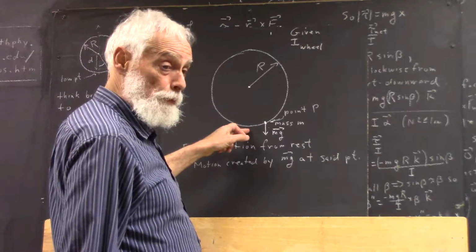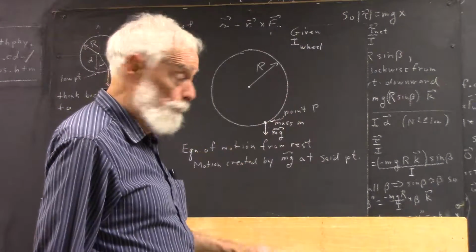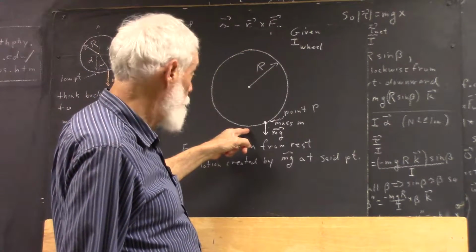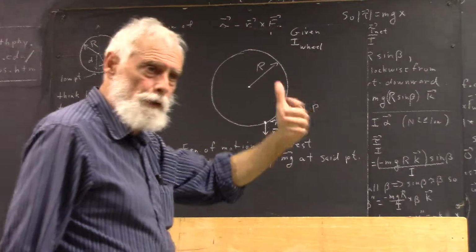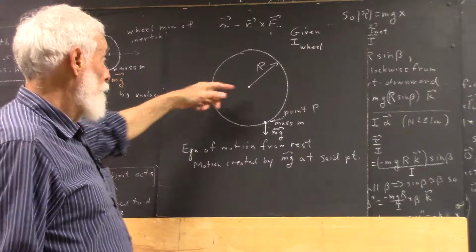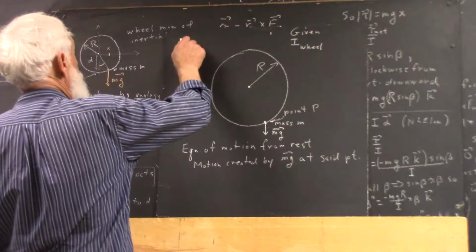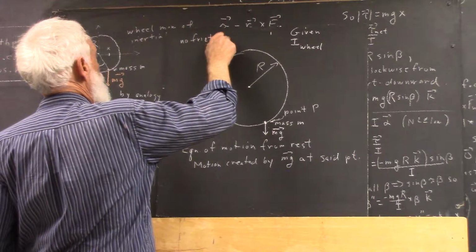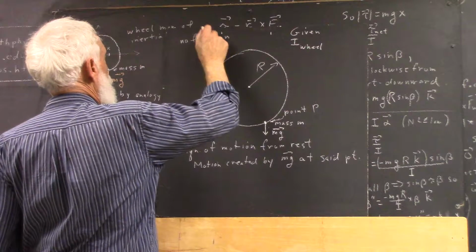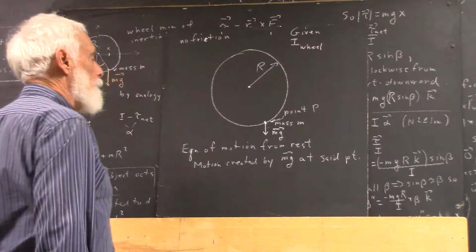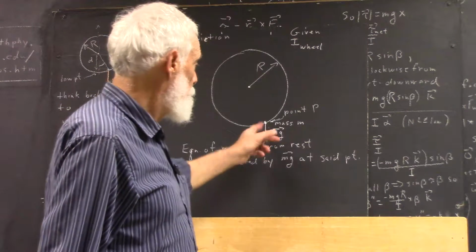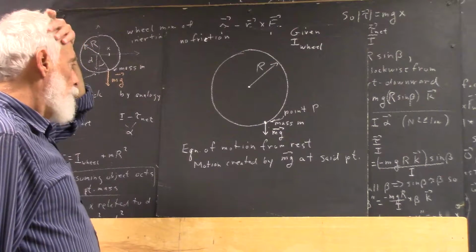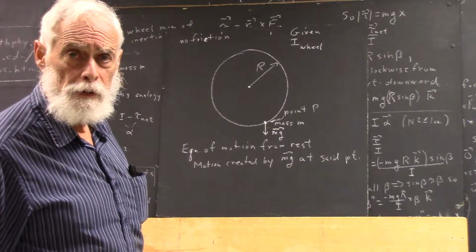P is not at the low point, but it's not far from the low point, so it's not at the high point either. And if it's any point but the high point or the low point, it is going to cause motion. We also have the idea that this is frictionless, okay? I said negligible friction. I don't want to write out that whole word, so I'm going to just say no friction. Okay, so motion's created by mg at this point. Equation of motion, we want the equation of motion from rest.